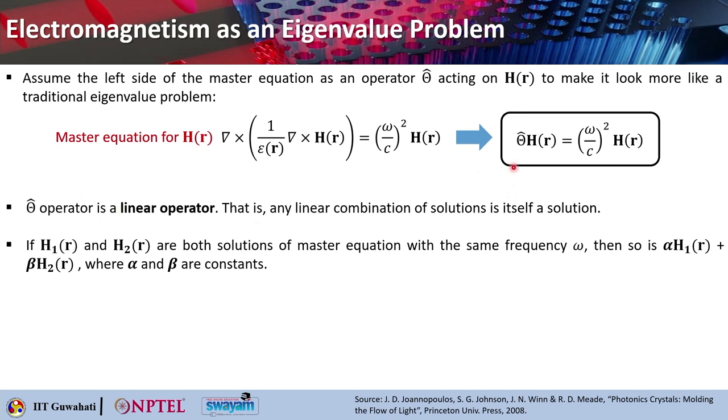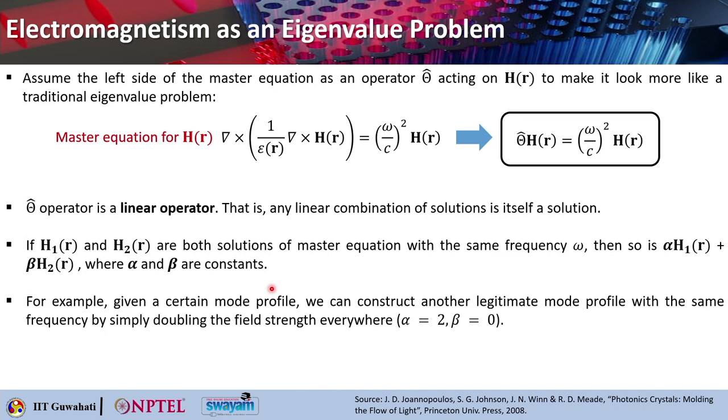And we have also understood that this operator, the Maxwell operator theta cap, is a linear operator. And any linear combination of solutions will again be a solution, right? So, we can assume that if H1R and H2R both are solutions of this master equation with the same frequency omega, then a combination of that, say alpha H1R plus beta H2R, where alpha and beta are constants, is also a solution of the master equation.